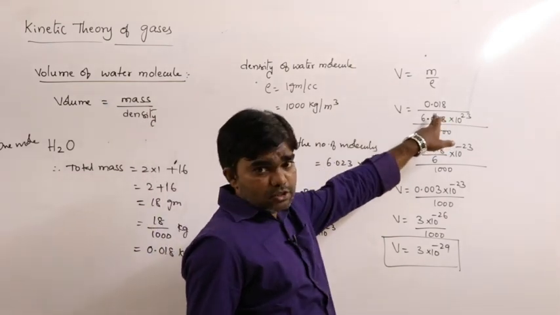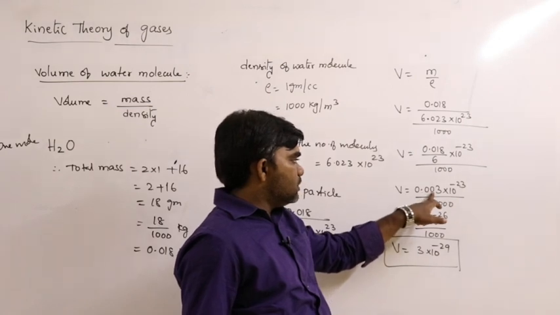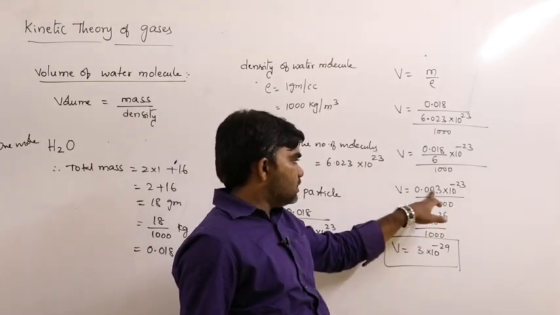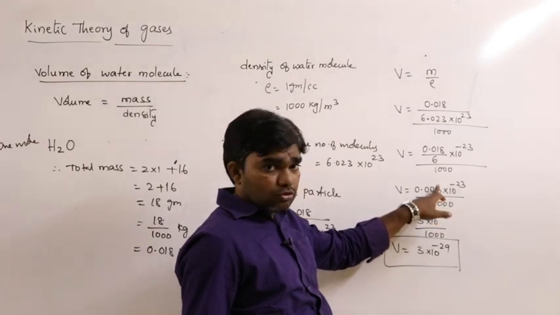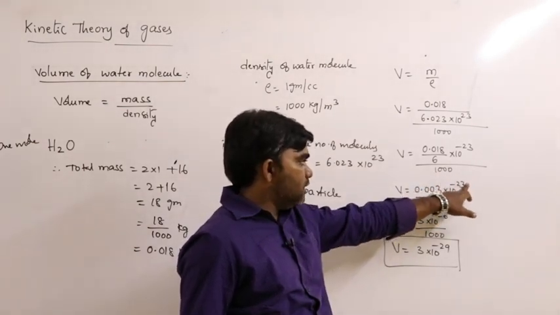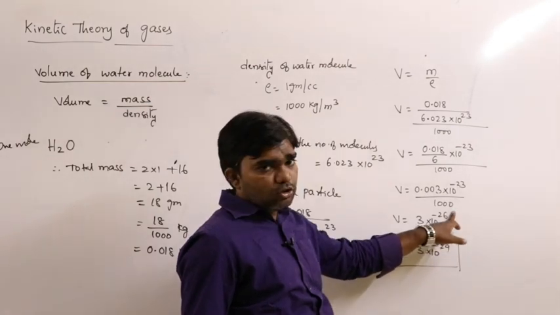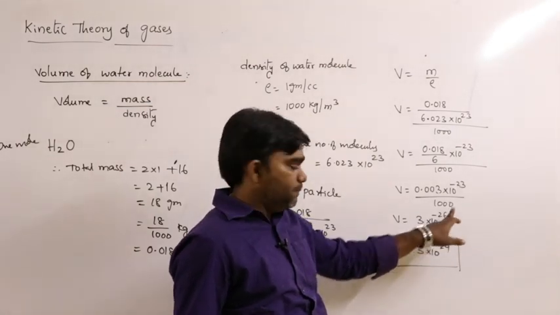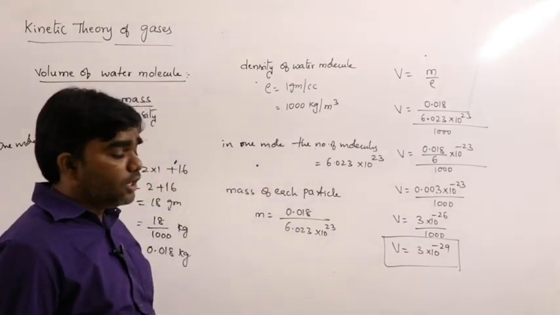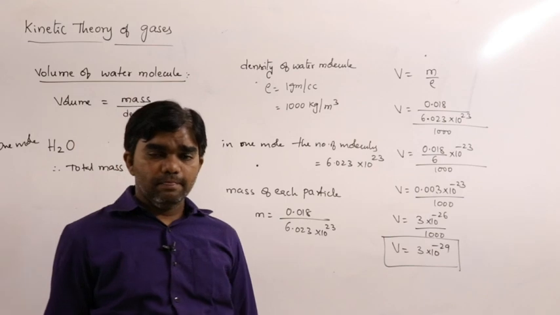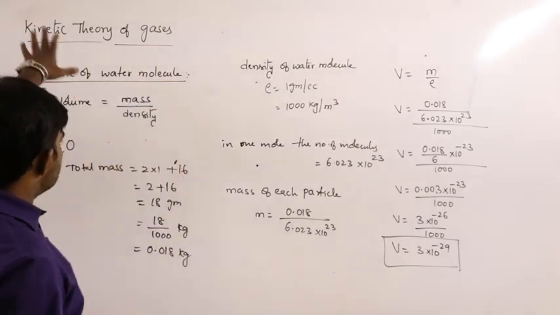6.023 is considered as approximately 6. So that's why 0.018 by 6 is 0.003. 0.003 can be written as 3 into 10 power minus 3. Minus 3, minus 23, minus 26, divided by 1000. 1000 comes to the numerator. This becomes 10 power minus 3. So that's why volume of the water molecule is 3 into 10 to the power of minus 29, sorry, volume of each molecule. So this is the situation.